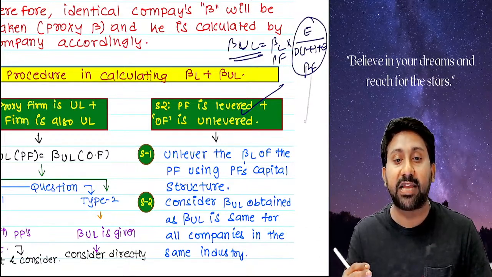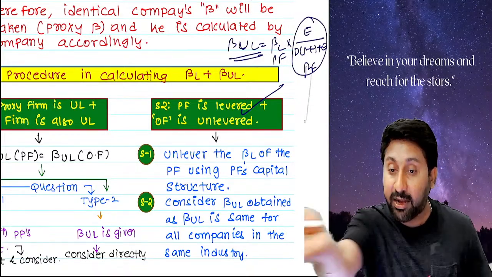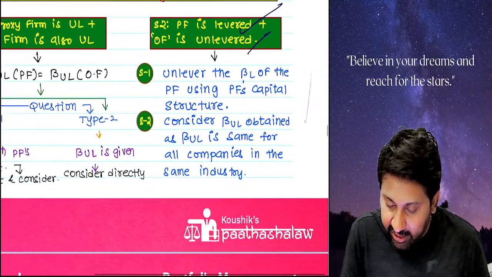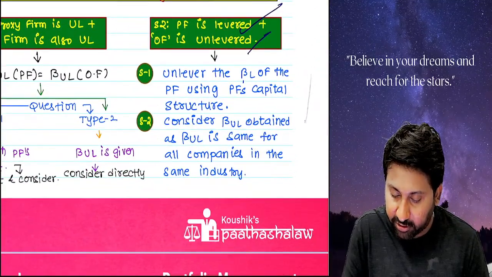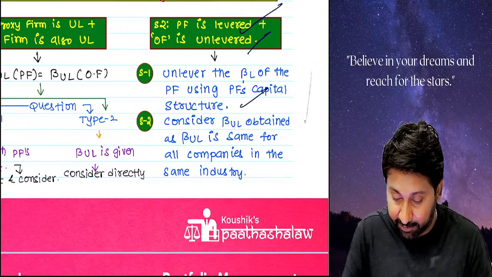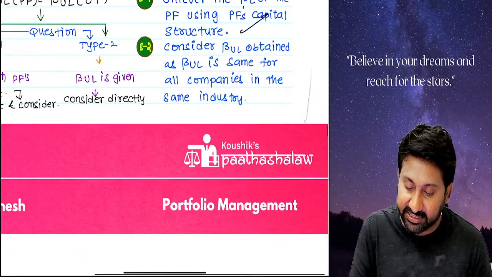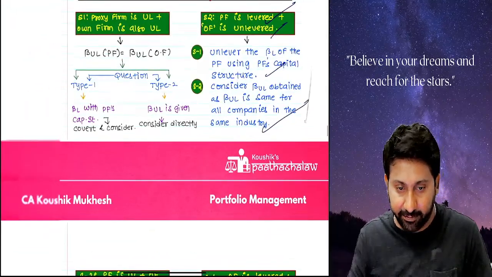Once beta unlevered is calculated, that is the beta of all the companies in the same industry. If our own firm is unlevered, we directly take it. Unlever the beta levered of the proxy firm using the proxy firm's capital structure. Consider the beta unlevered obtained, as beta unlevered is the same for all companies in the same industry.